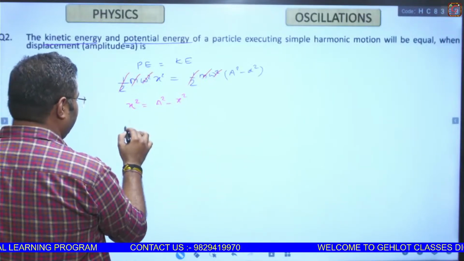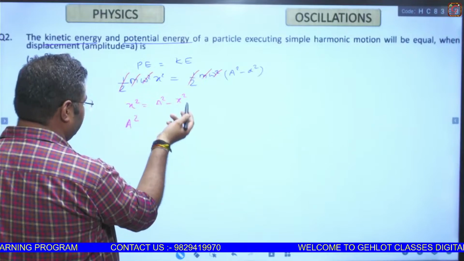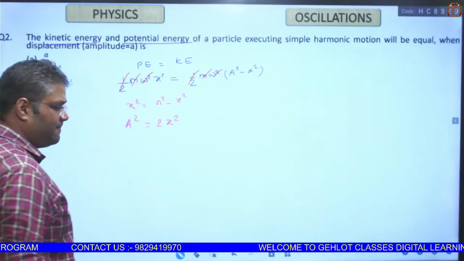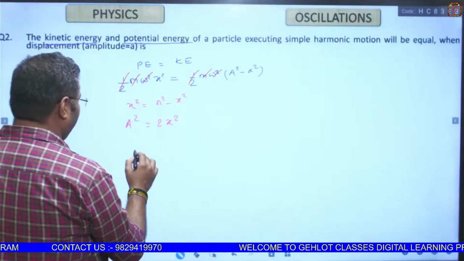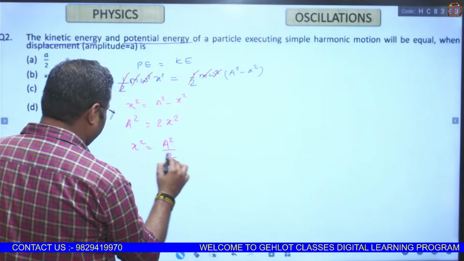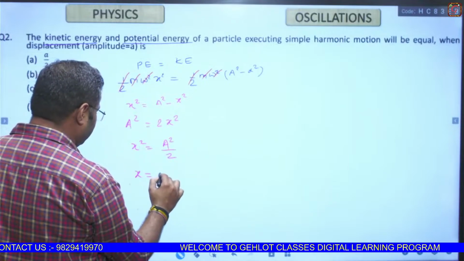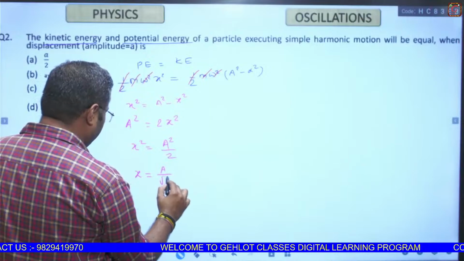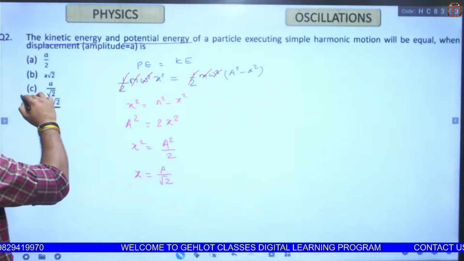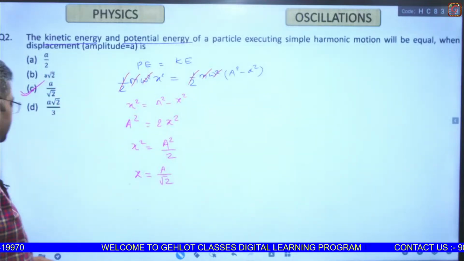So we can rewrite it as a square is equals to 2x square, since x square comes to this side. From here x square is equals to a square by 2, or x can be written as a upon under root 2. So the answer will be a by root 2. Option C is correct here.